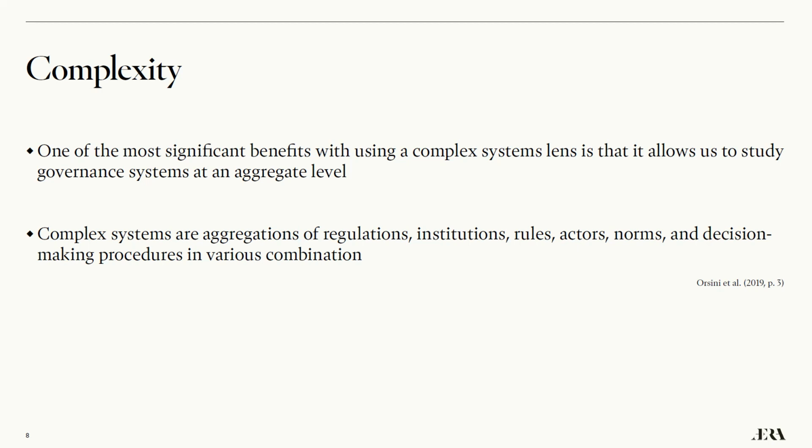When studying a governance system at an aggregated level, you need to understand it as an aggregation of regulations, institutions, rules, actors, norms, and decision-making procedures in various combinations. Our mental models and causal beliefs are being seriously challenged by this way of thinking about governance and the law. But it is necessary, thinking back on the pace and scale of global change that we are seeing now, as I showed in the beginning with the transgressed planetary boundaries, etc.